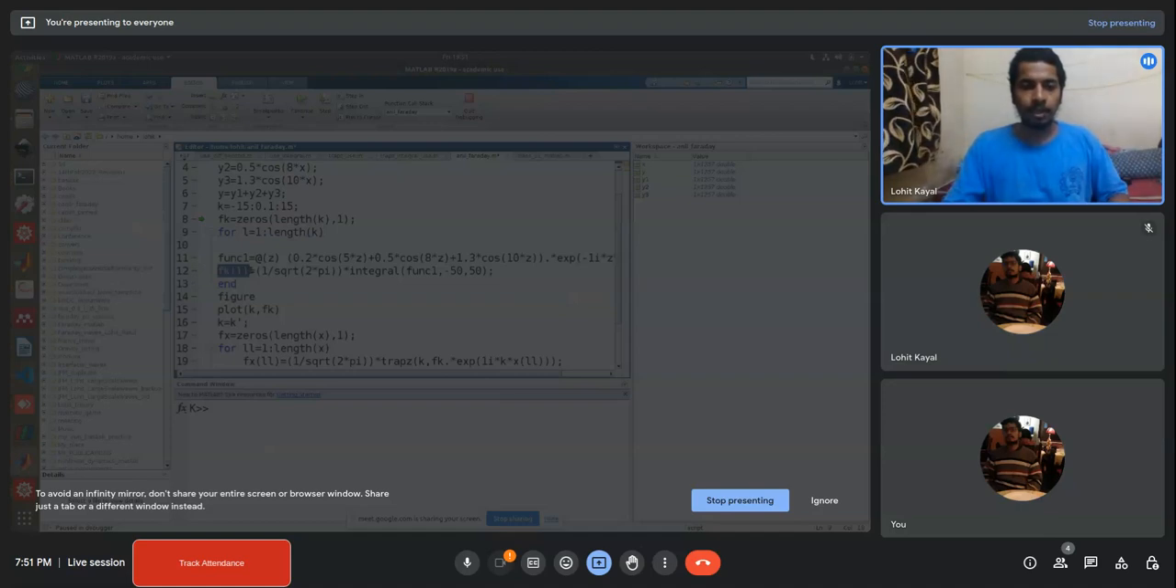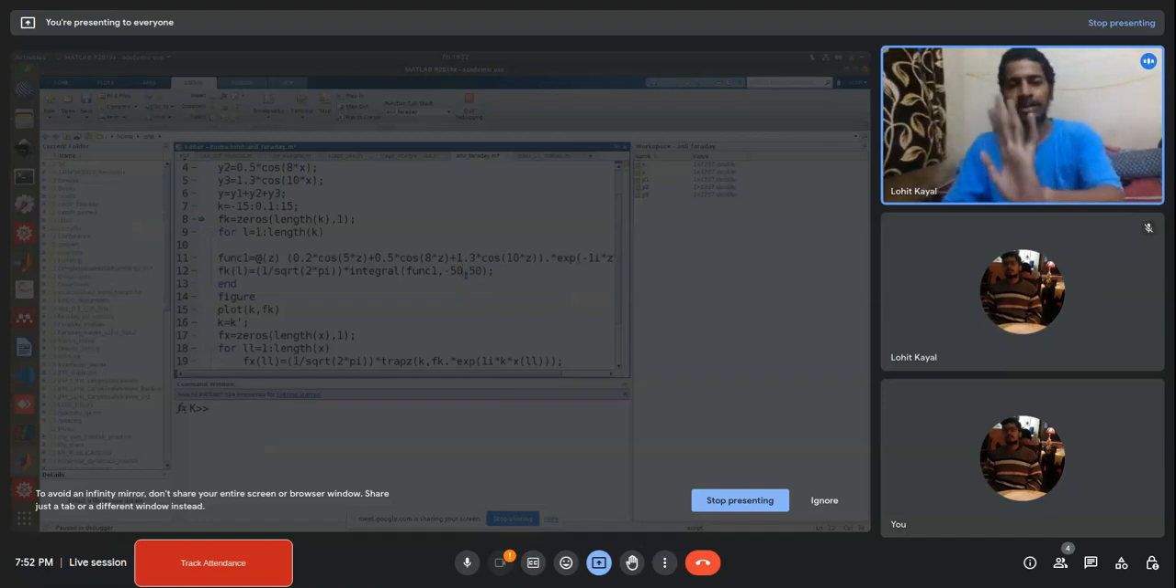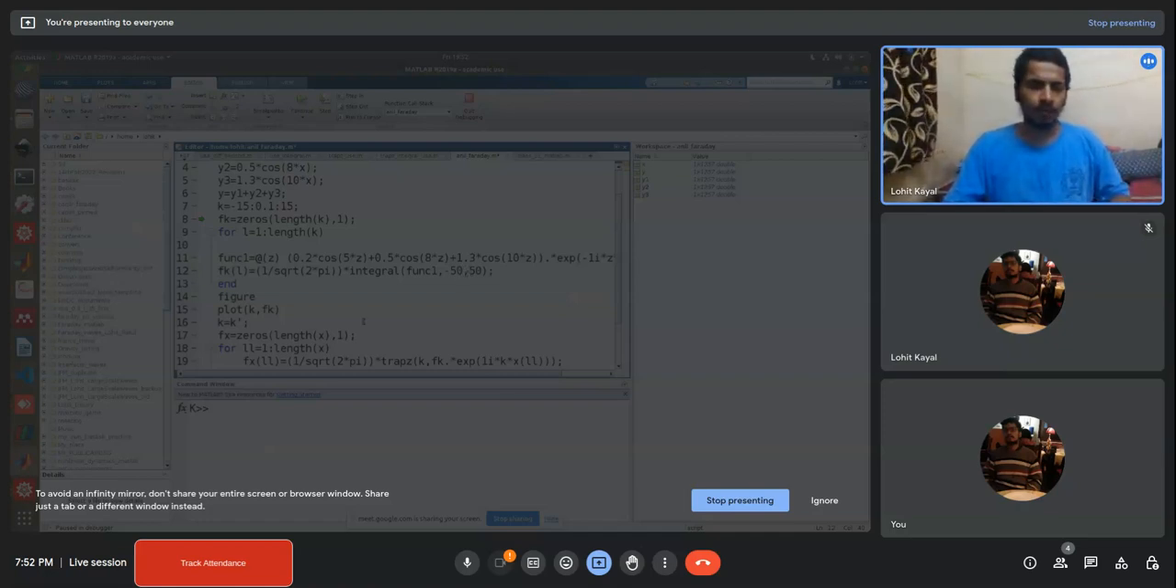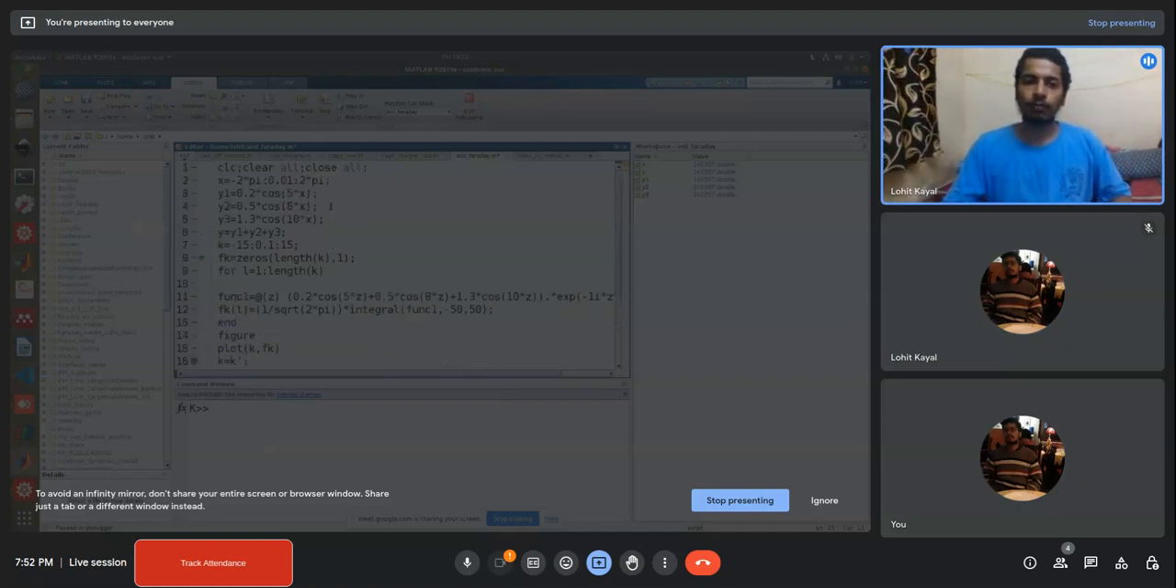Now what is the fk of L? 1 by square root of 2 pi, this is coming from the formula, into the integral of the function from minus 50 to 50. You can change this as you wish. This is corresponding to minus infinity to infinity. I have tested that for this limit it is giving me the correct answer. You can increase the limit if you want, that is not a problem. After that it will give me a signal. Now what I have claimed is that it will give me back the 5, 8, and 10.